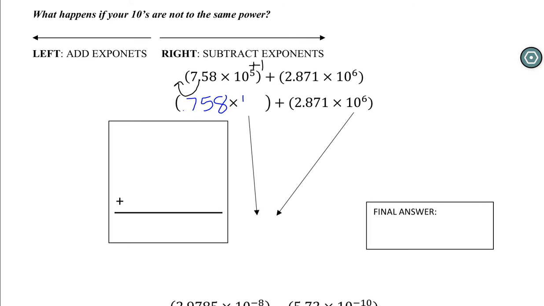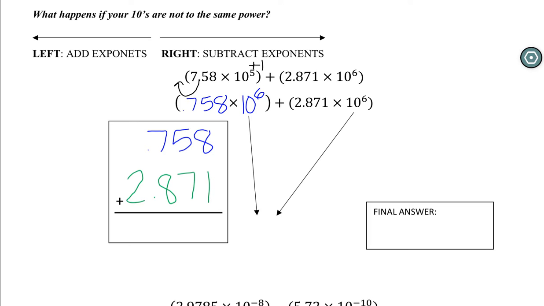0.758 times 10. Remember 5 plus 1 is 6. So 10 to the power of 6. Now, my powers are the same. So now I can go ahead and add these. So I'll have 0.758 plus 2.871.